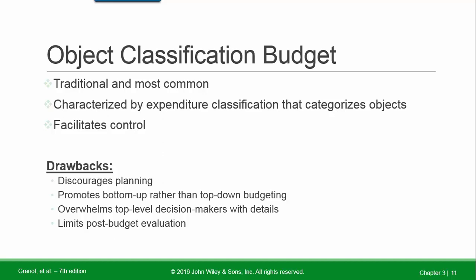Object classification budget, the traditional and most common, characterized by expenditure classification that categorizes objects. This facilitates control. The drawback: discouraging planning, promoting bottom-up rather than top-down budgeting, overwhelms top-level decision-makers with details, and limits post-budget evaluation.